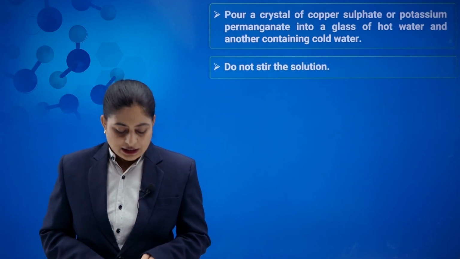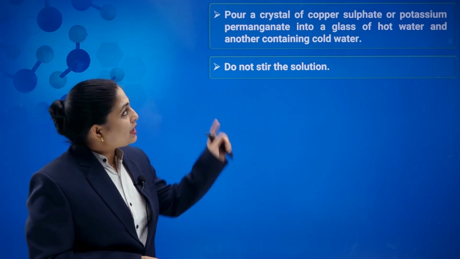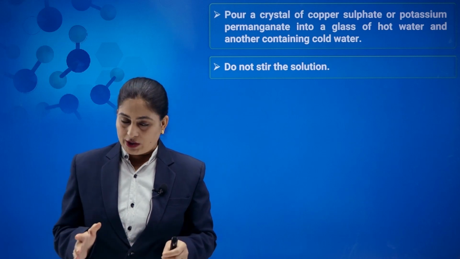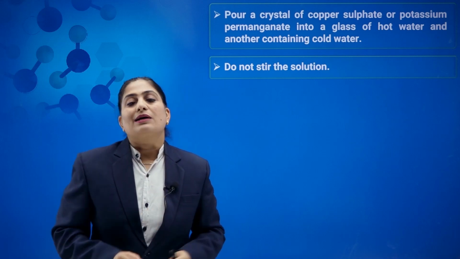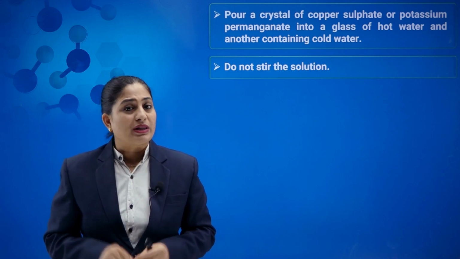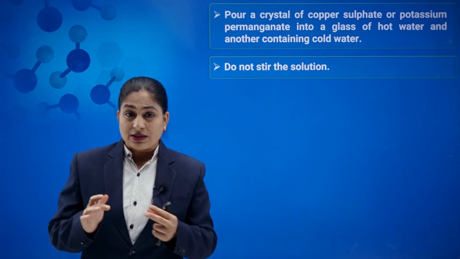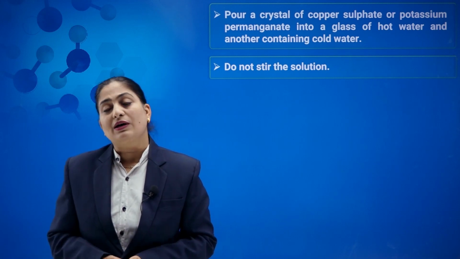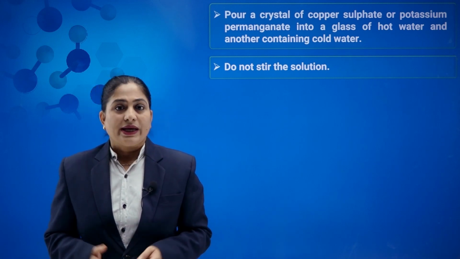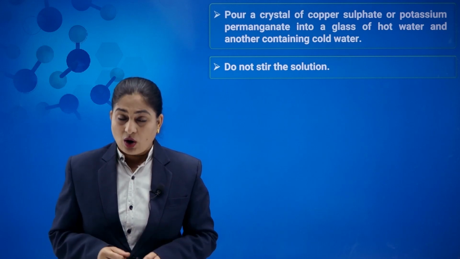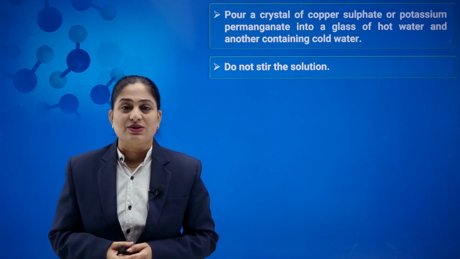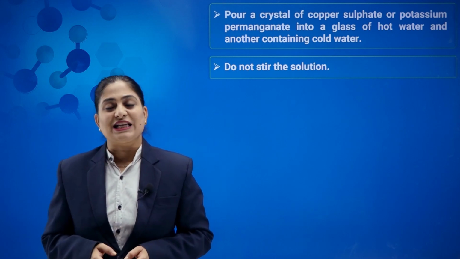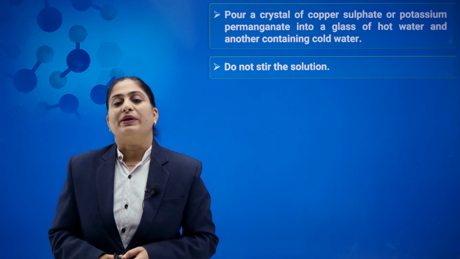Now, let us perform another activity. You pour a crystal of copper sulfate or potassium permanganate in a glass of hot water and another in a glass of cold water and observe without stirring in which case the copper sulfate gets dissolved completely in the solution. It's very obvious that where we have the hot solution, the salt will get dissolved easily. It shows that dissolution or diffusion takes place faster at high temperature.